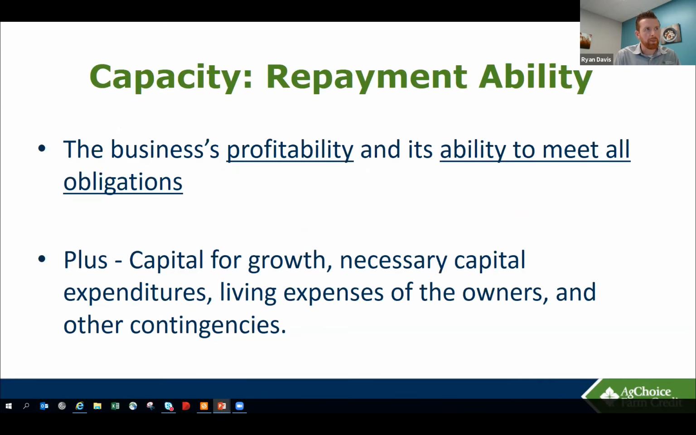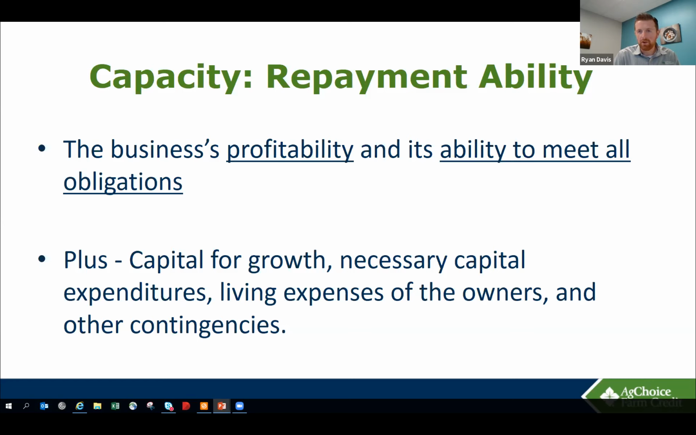The next of the C's is capacity, and that has to do with repayment ability. And this is the most important of the financial metrics. I know we talked about character, and that's the most important overall of the 5 C's, but this is the most important financial metric. And this has to do with the business's profitability and its ability to meet all of its obligations. And so the business should have enough earnings to meet all those obligations, but also to provide some capital for growth for the future, be able to make some necessary capital expenditures over time, pay for some of the living expenses of the owners, and then also have some cushion for adversity as well. So we don't want to see somebody who has only enough repayment ability to meet their obligations, and that's it. We want to see some sort of cushion against adversity.